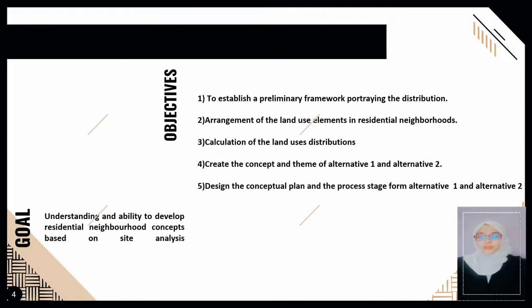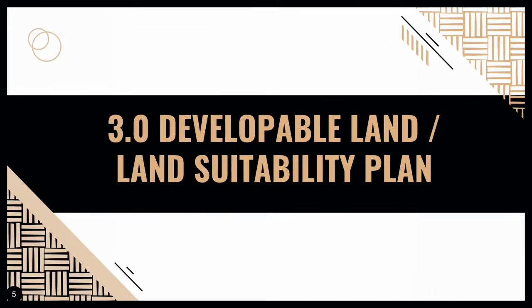2.0 Goals and Objectives. Goal: understanding and ability to develop a resident neighborhood concept based on the site analysis. Objectives: 1. To establish a preliminary framework for terrain distribution. 2. Arrangement of the land use elements in resident neighborhoods. 3. Calculation of the land use distribution. 4. Create the concept and theme of Alternative 1 and Alternative 2. 5. Design the conceptual plan and the process for Alternative 1 and Alternative 2.